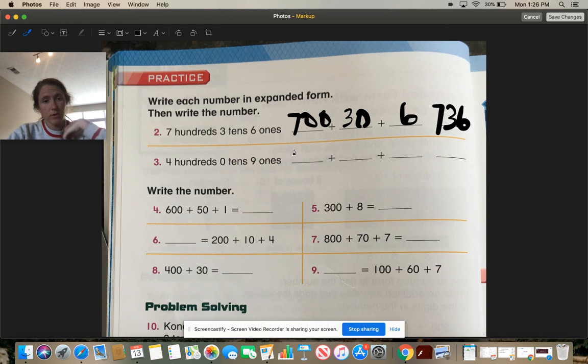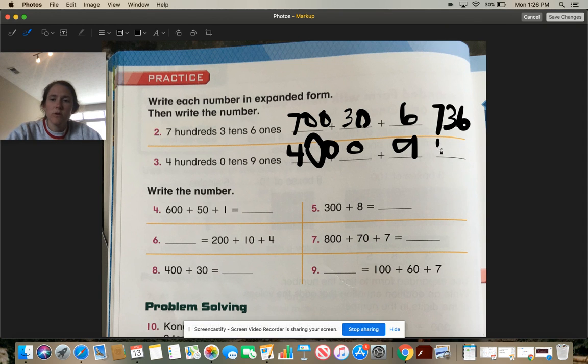400, 0 tens, and 9 ones. They're trying to be a little bit tricky here, but 4 hundreds would be the same thing as 400. Ooh, my 0 got a little big there. Plus 0 tens. So now the 0 tens is just 0. And 9 ones would be 9. There's 0 in the tens place, so make sure you write that 0 in the tens place. So it's 400, 0 in the tens place, and a 9 in the ones place. So the answer is 409. So 400 plus 0 plus 9 equals 409.